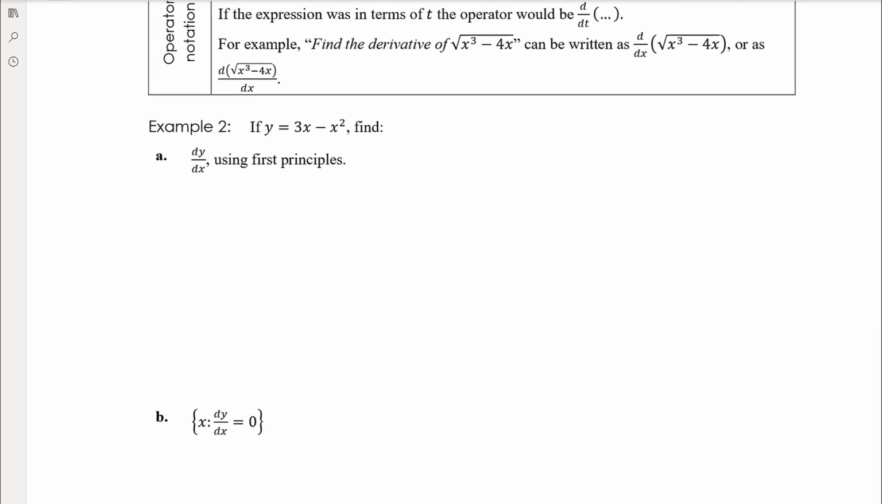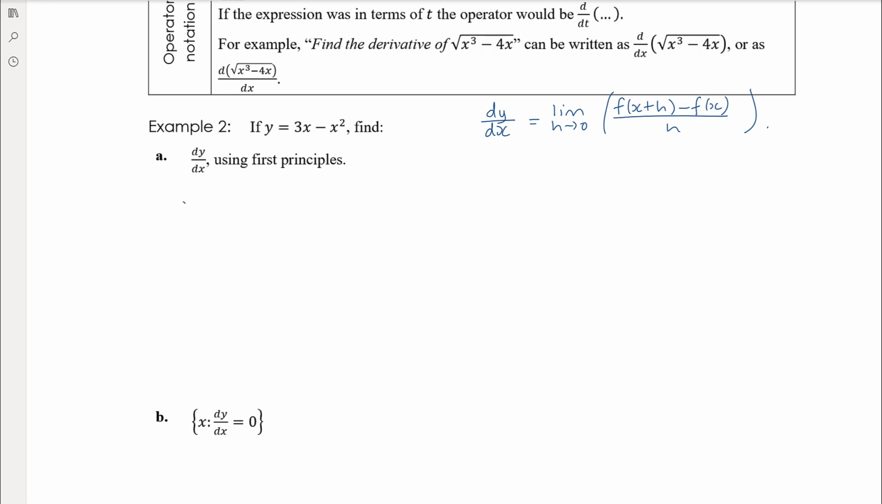So if y equals 3x minus x squared, find dy dx using first principles. Okay, so this time we're going to call it dy dx, but it's still the same rule. The derivative or the gradient function is found by taking the limit as h approaches 0 of the gradient of the secant, which is f of x plus h minus f of x, all divided by h. Okay, so that's our derivative. So we're going to do that for this particular function.